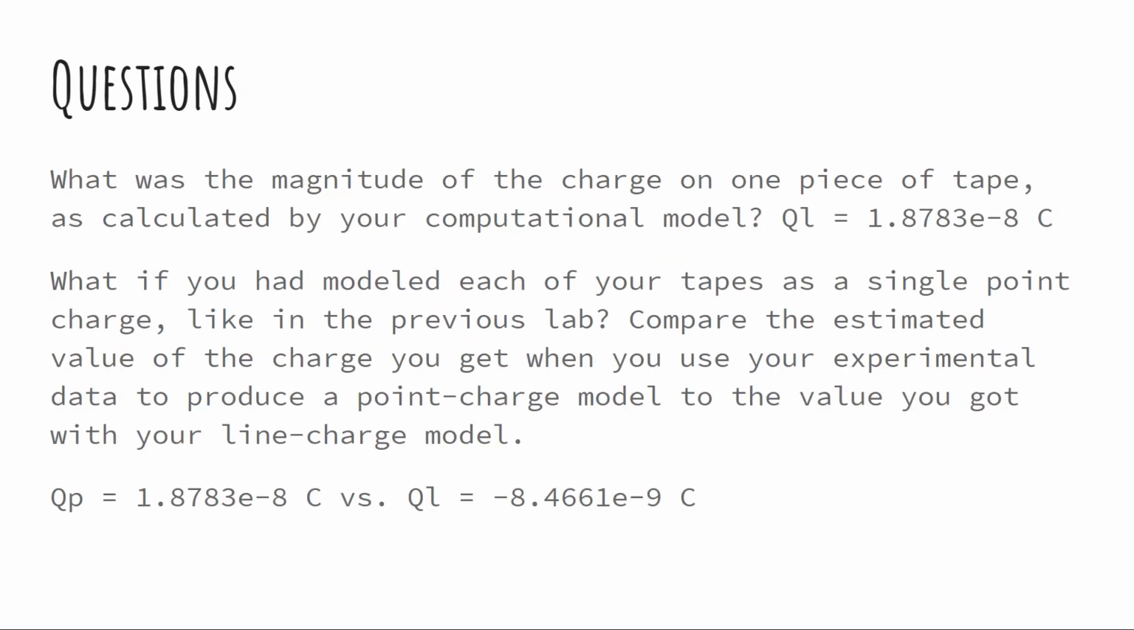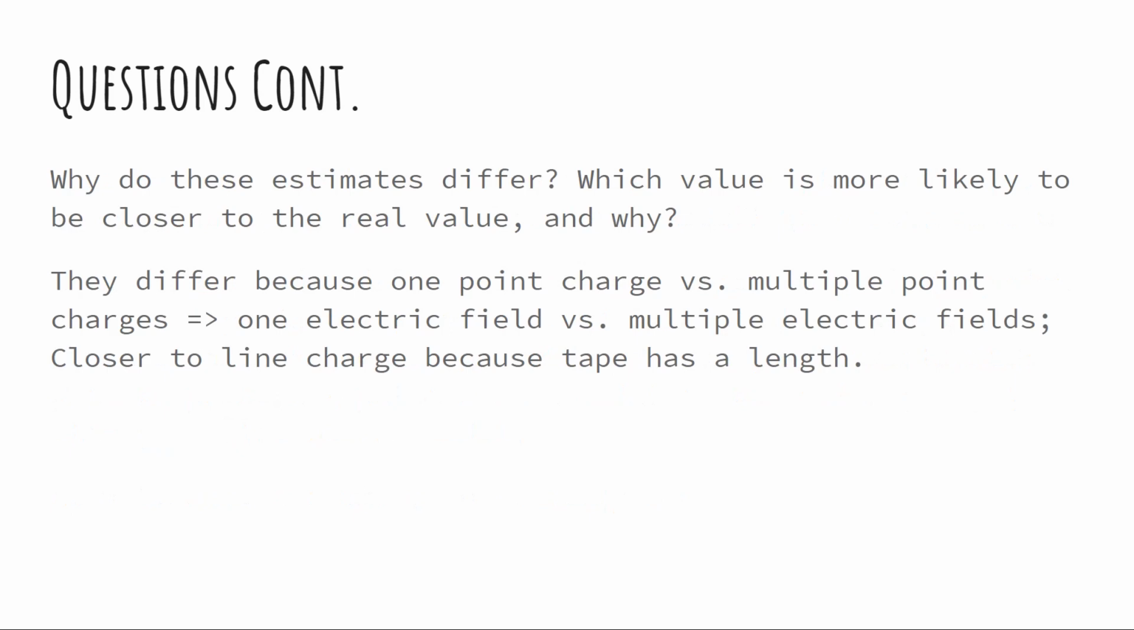The main question to be answered is why my values of charge for the point charge and the line charge differ, and it is because with multiple point charges you have multiple electric fields being produced. The real value would be closer to a line charge because the tape has a length of L.